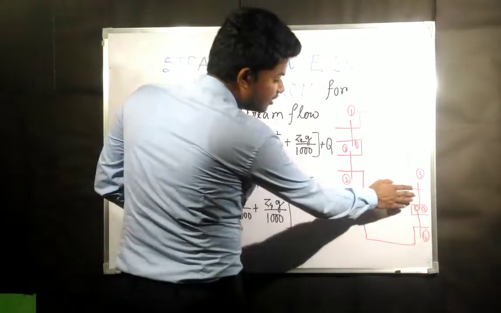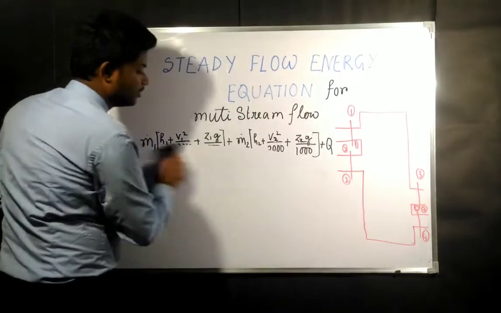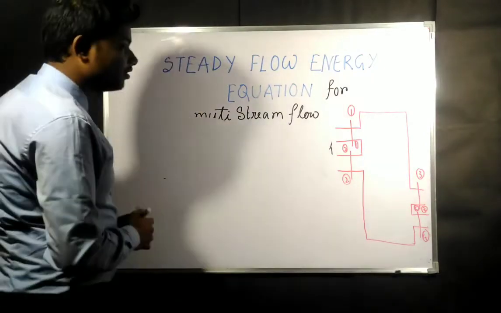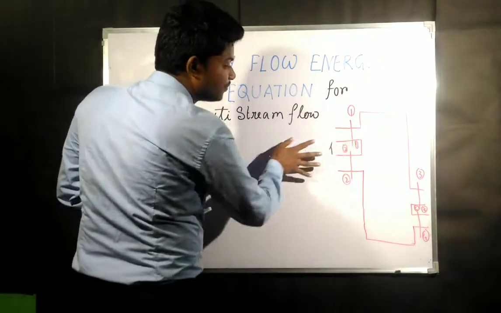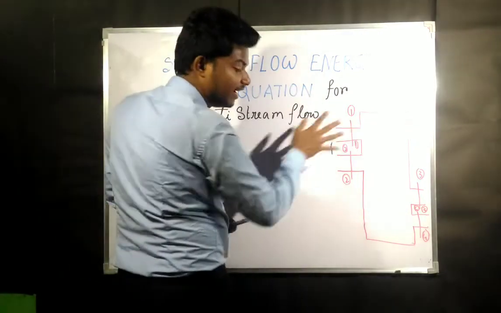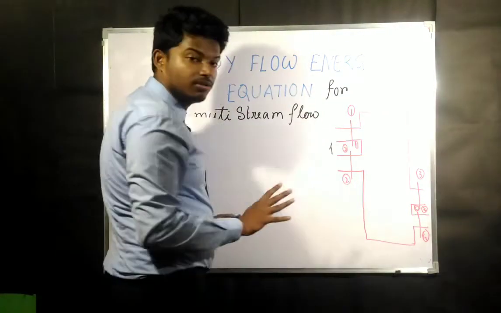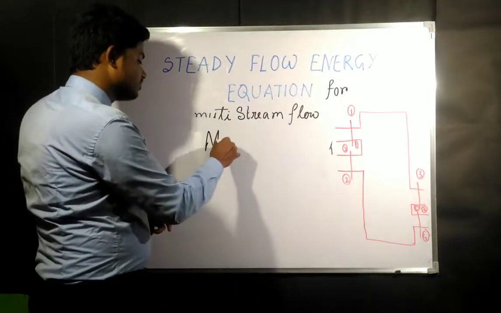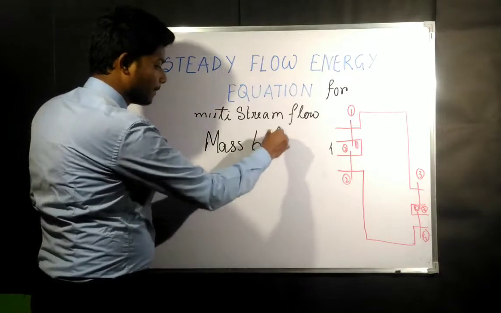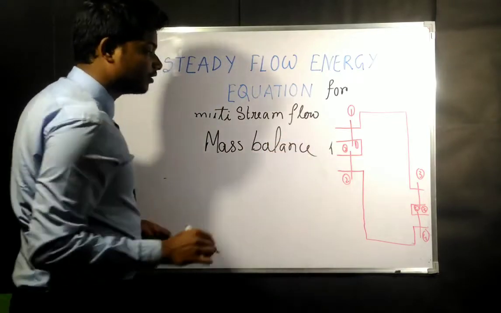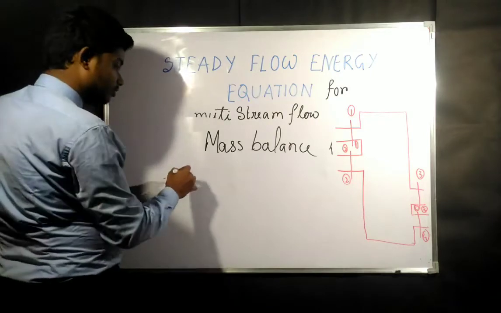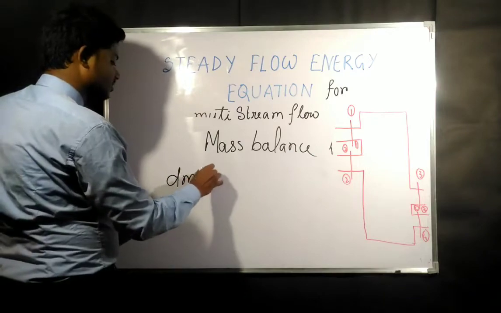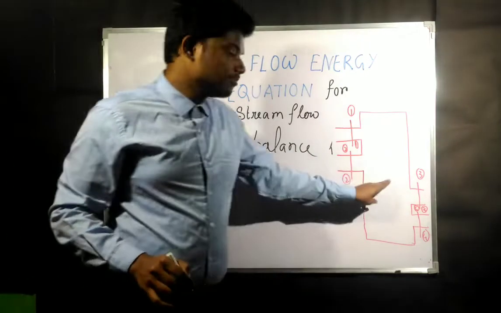If we consider the mass balance, the mass accumulation is going to be 0. That means whatever mass goes in through the entrance, through the inlet, the same amount of mass will come out of the outlet. Accumulation is going to be 0, that means d mass, the change in mass, is going to be 0.